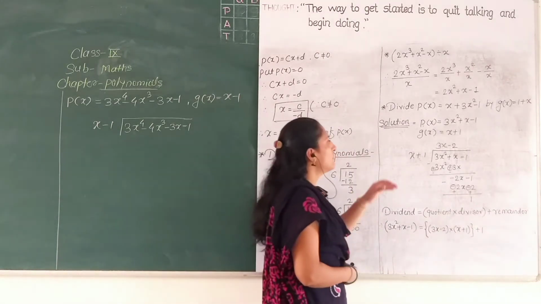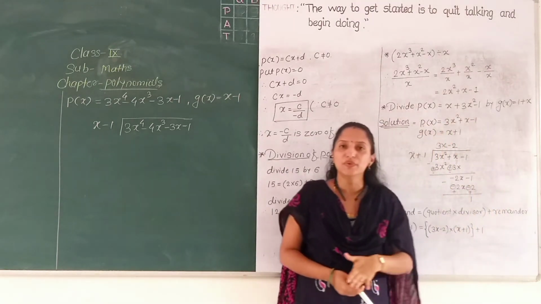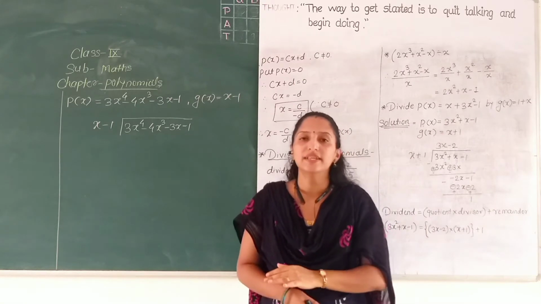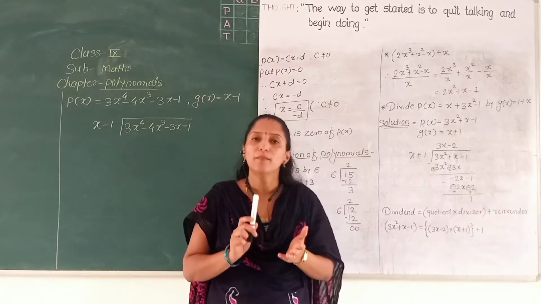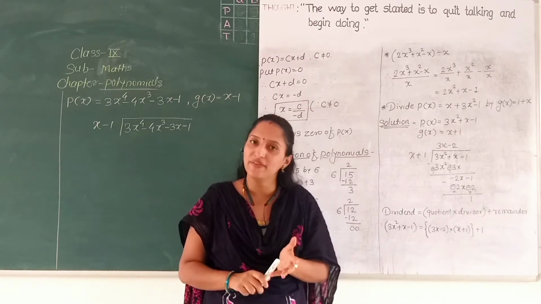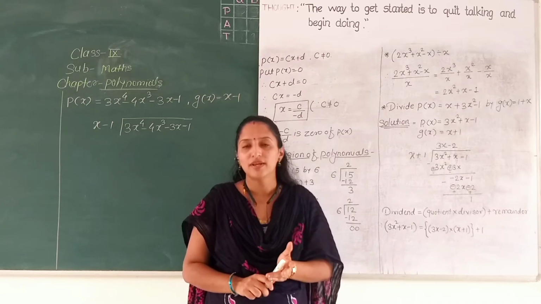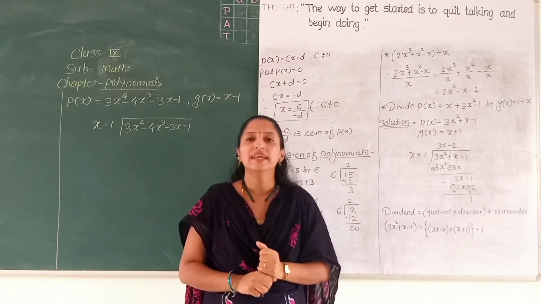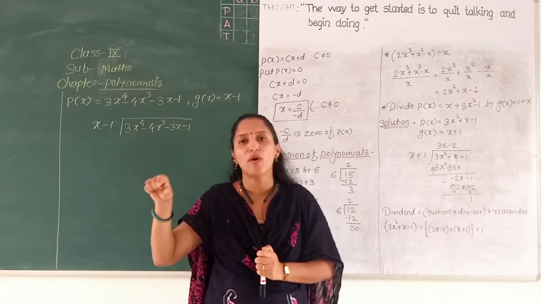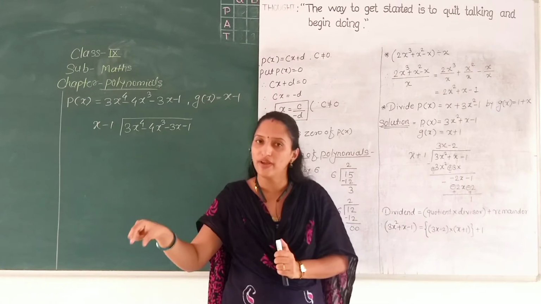Okay, so whenever we divide two polynomials, our first duty is to write these polynomials in standard form. We have to write both the polynomials, dividend and divisor, in standard form. So what is standard form? We have to arrange the polynomial in descending order of power of x.